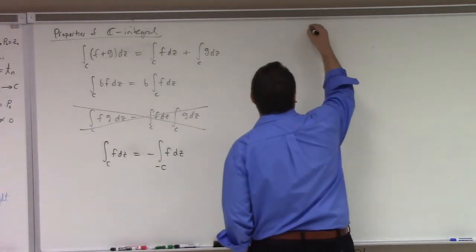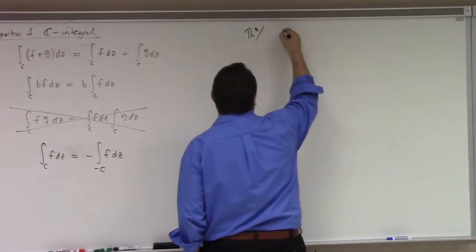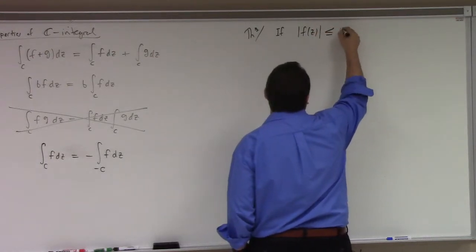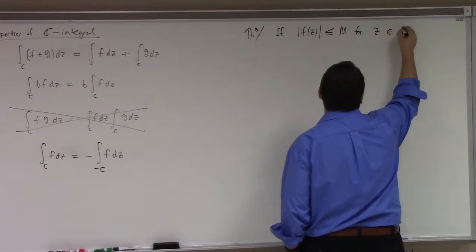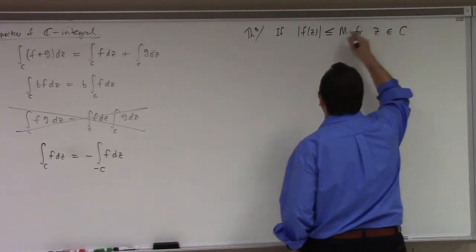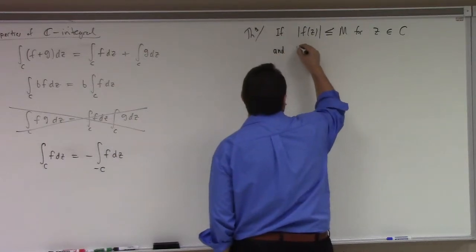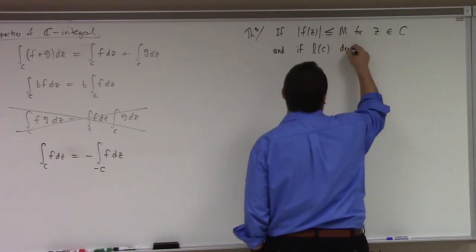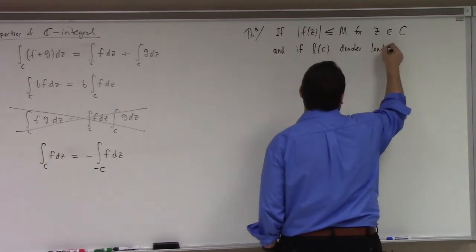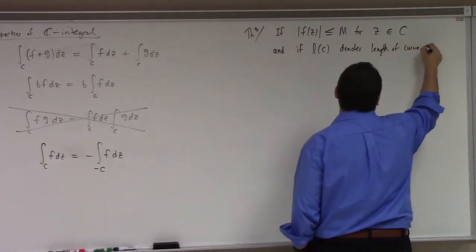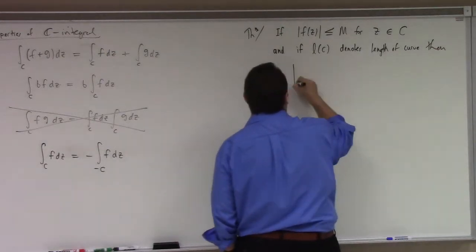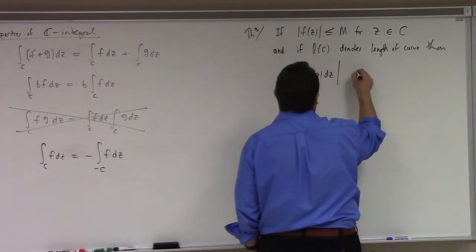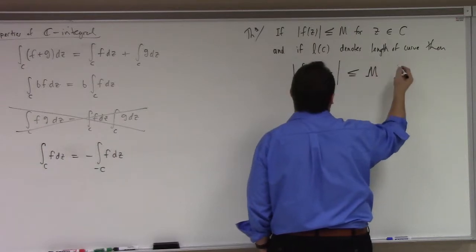Now, there's another result, which is that if the value of the function is bounded by M for z in the curve, and if the length of the curve is L sub C, which denotes the length of the curve, then the modulus of the integral along the curve is less than or equal to the bound for the function times the length of the curve.